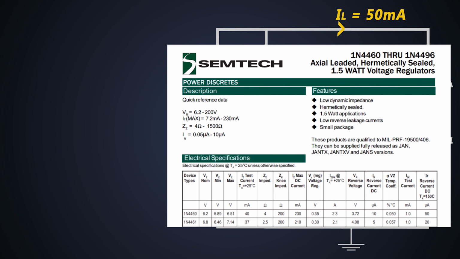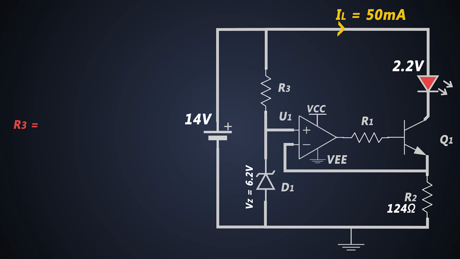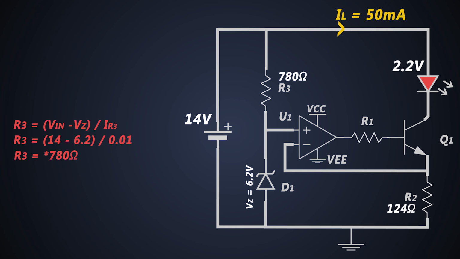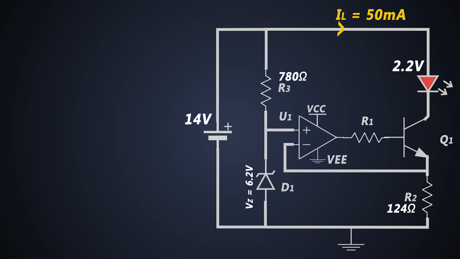If you check the datasheet of the Zener diode, the minimum Zener current needed would be around 1 mA. But to be on the safe side, we will consider 10 mA. So R3 can be calculated with this formula. So R3 is 620 ohms. The Q1 which we are using should be powerful enough to handle the load current and power dissipation. So the IC of Q1 should be greater than 50 mA.